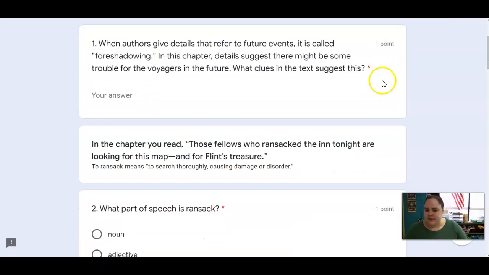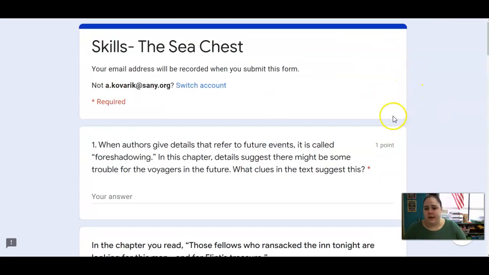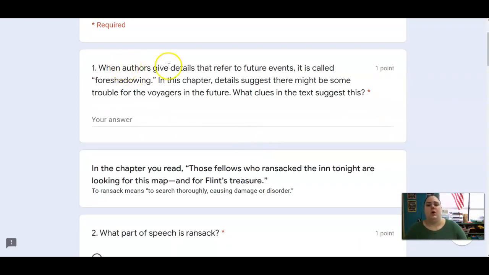All right, so for skills today, we're going to do some short answer writing and some multiple choice. So number one, when authors give details that refer to future events, it's called foreshadowing. In this chapter, details suggest there may be some trouble for voyagers in the future. What clues in the text suggest this?